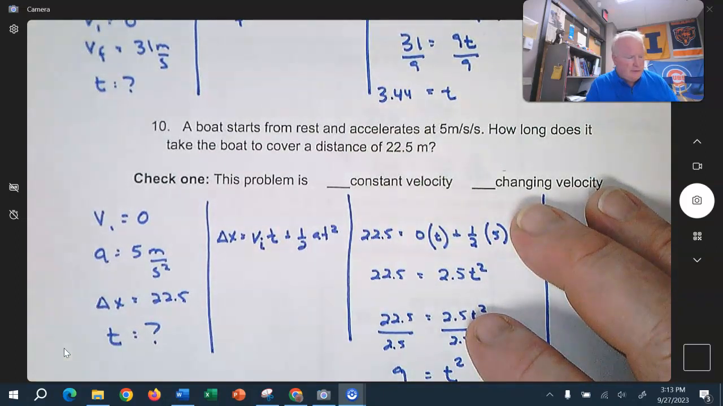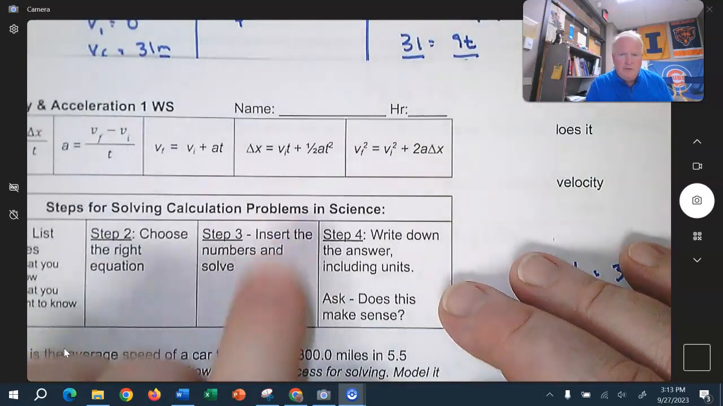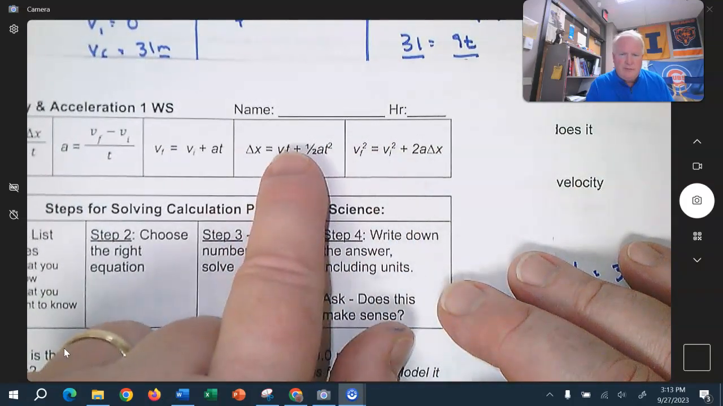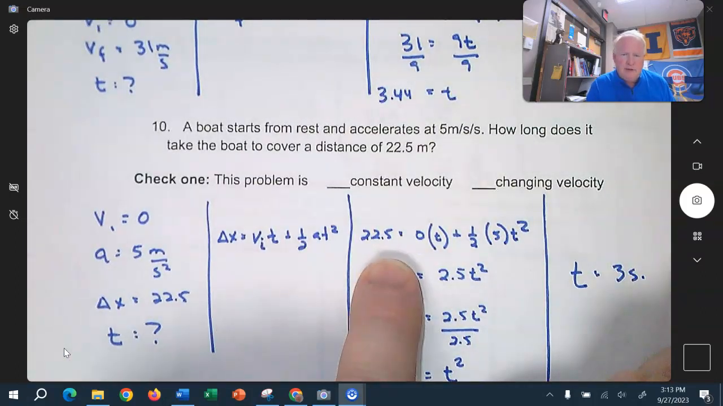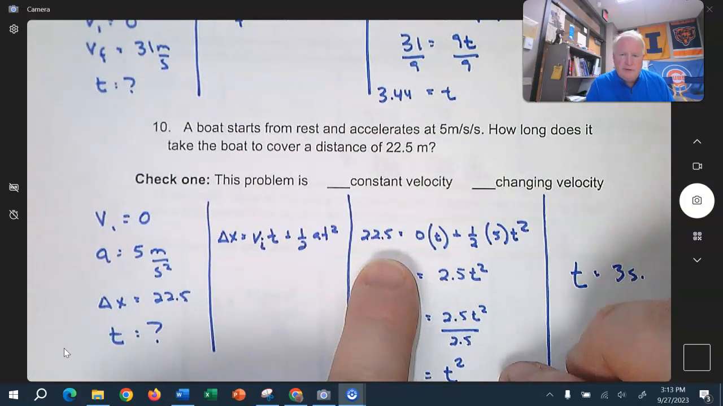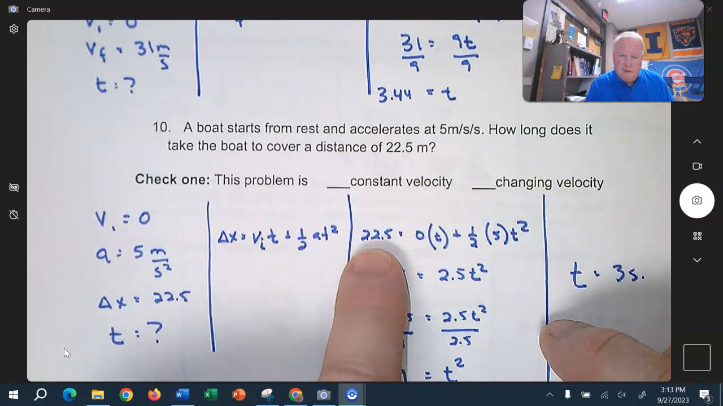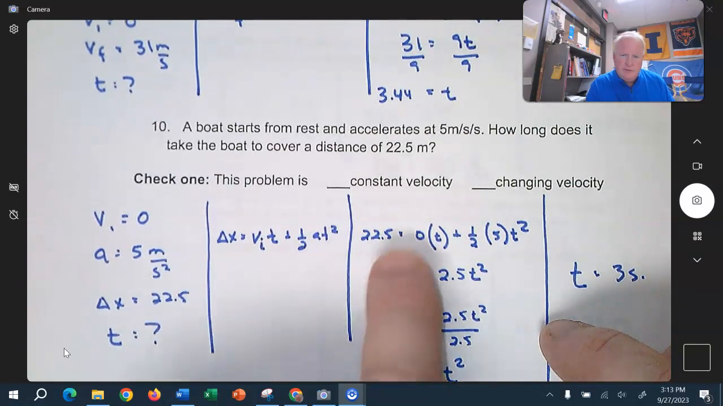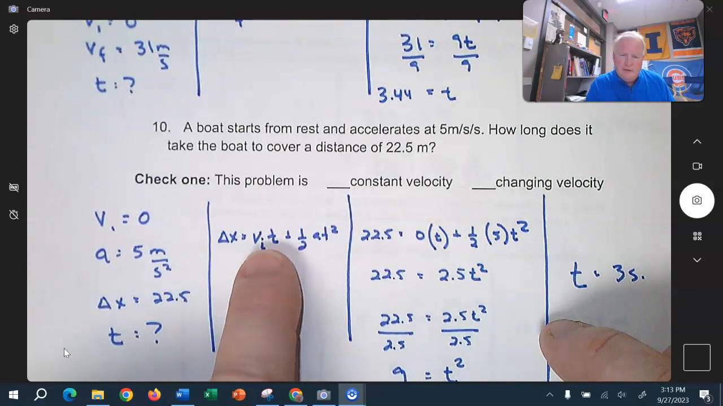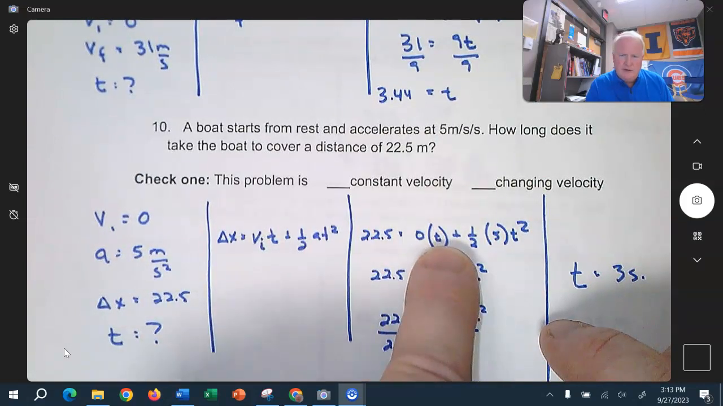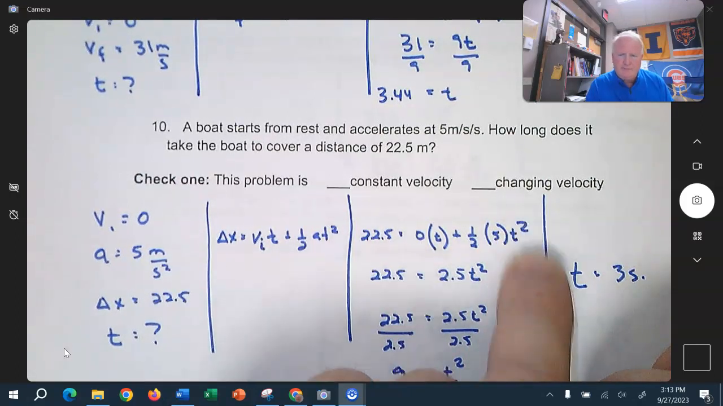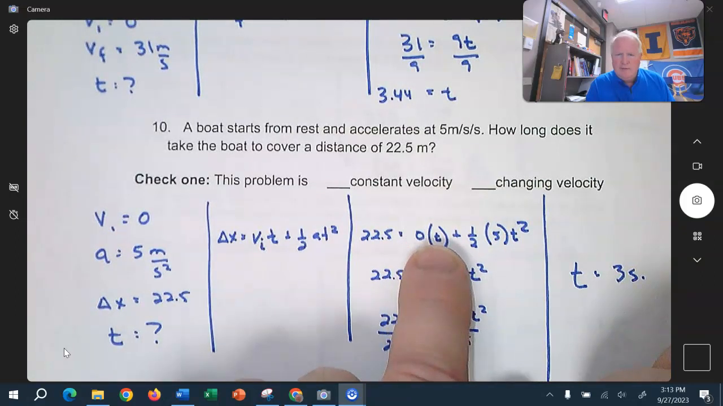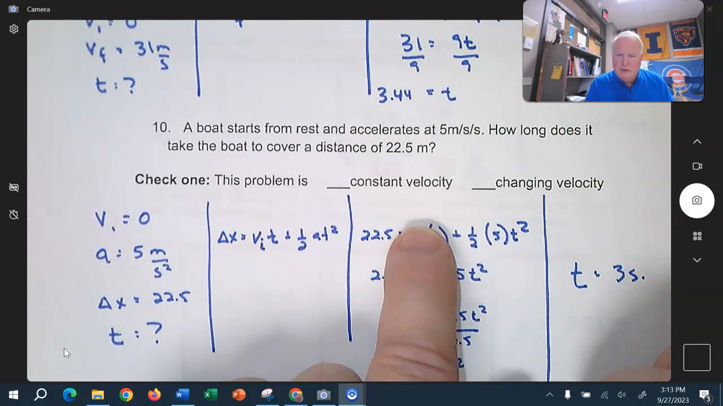So what we need to do is say to ourselves, okay, if we're choosing between these two and we don't have final velocity, we must be using this equation right here. And so I wrote that equation down, and now I'm substituting in. I went slowly on this one so that you guys could see it. The delta distance is 22.5. The initial velocity is 0 times time plus 1/2 times the acceleration of 5 times the time squared. First, 0 times time is 0. Doesn't matter what time is. This entire term right here is going to drop out.